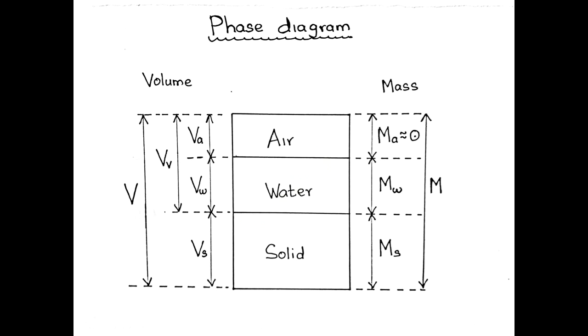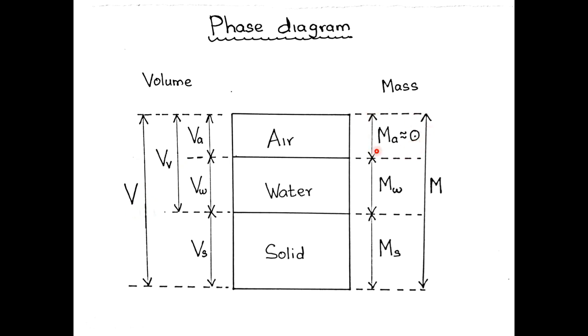This is a phase diagram. LHS volume, RHS mass indicated in the diagram. Volume: VA volume of air, VW volume of water, VS volume of solid, VV volume of voids, V volume of total, that means total volume.